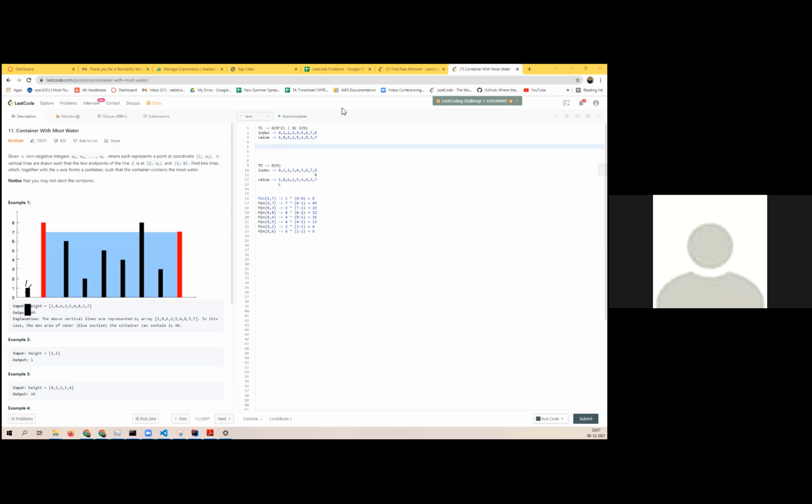Any idea how we can draw hand-free? I mean, what should I select? Yeah, I think this is good.